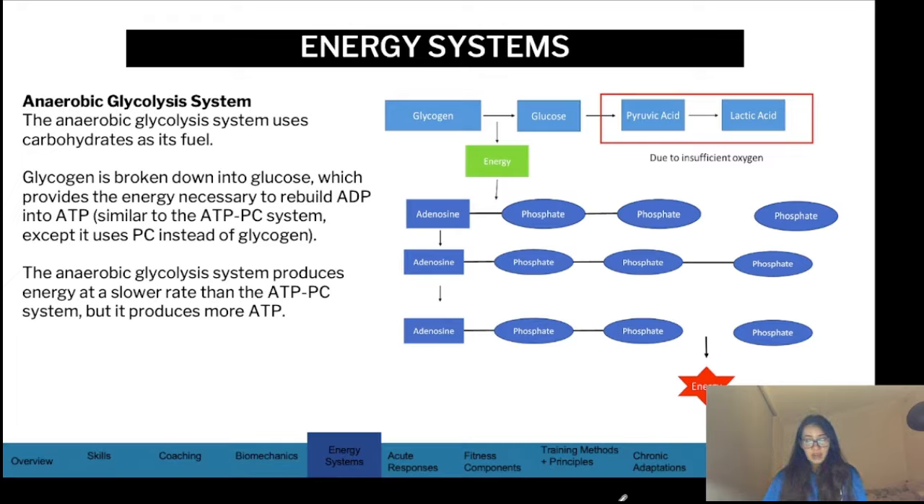So if we look at this diagram, we can see glycogen is broken down to glucose. We eat carbs, which enter our body as glycogen. It's broken down to glucose and pyruvic acid, which becomes lactic acid. We have some energy being released. That energy is used to rebuild ADP into ATP. And then once you have that bond, you can snap it and break it and use that energy to power our muscular contractions. Okay?